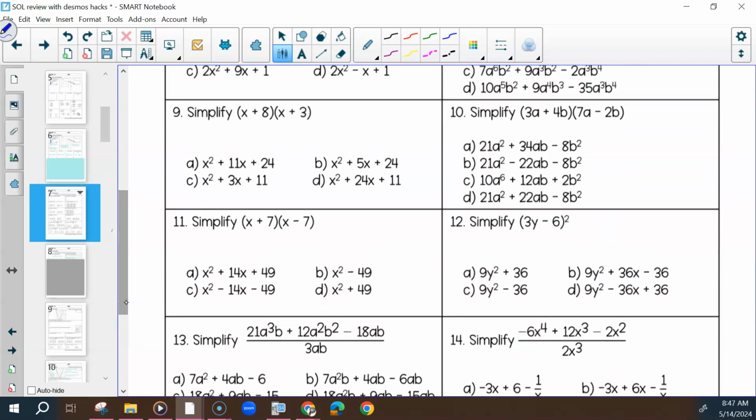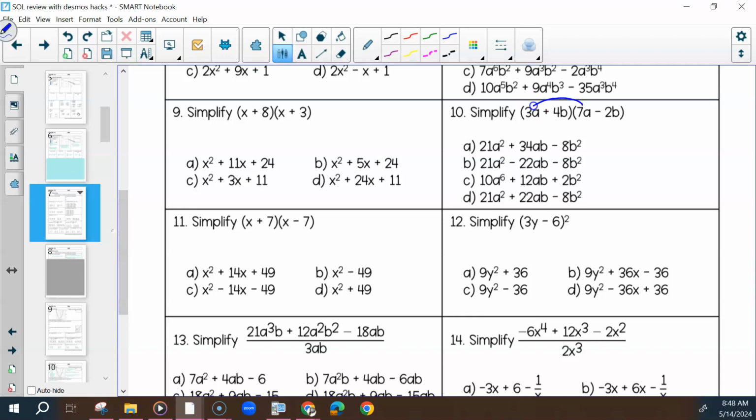If you get a question like this and you have 2 different variables, I would say just do it by hand. If you only had 1 variable, you could change it to x and put it in Desmos and see which one matches. In this one, you can use the box method. You could use double distributive, however you want to do that. I'm just going to use FOIL.